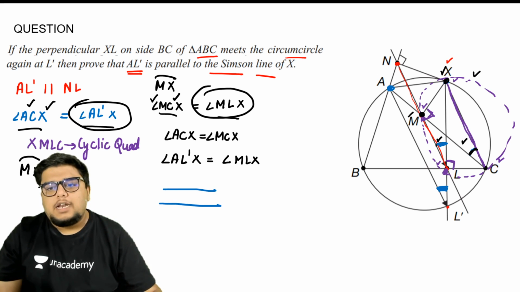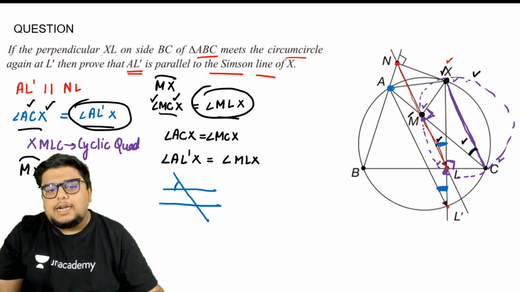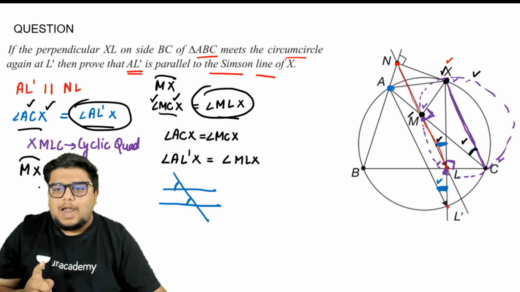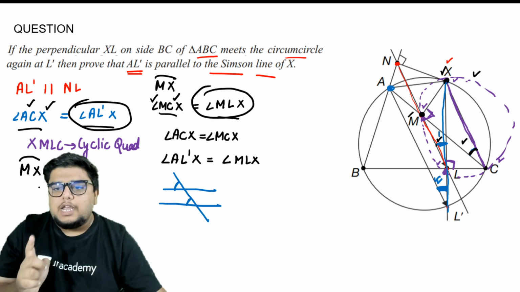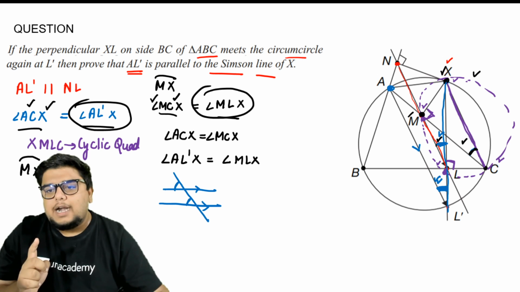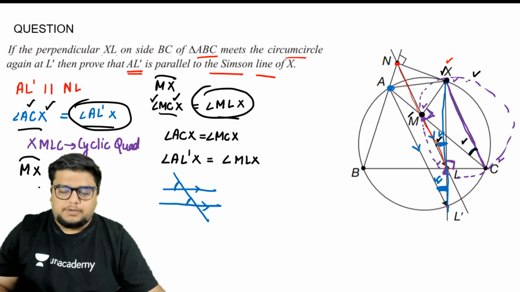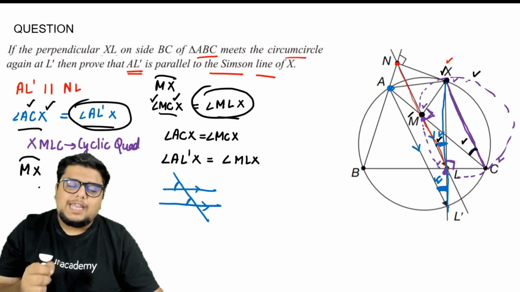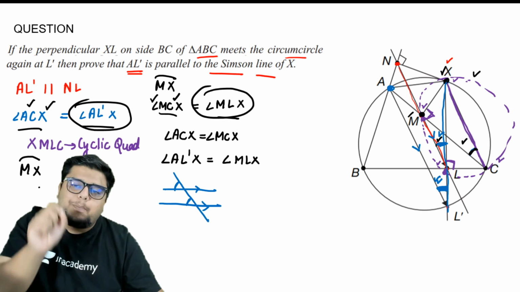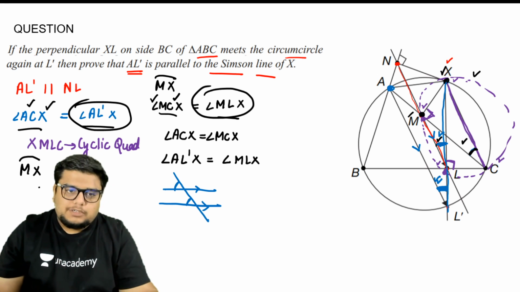If these 2 lines are there and one line is there, what we came to know is that this angle and this angle are equal. This angle and this angle are equal. So this is the transversal. And if these 2 angles are equal, you can say that these 2 lines are parallel. Matlab this line and this line are parallel to each other. And this is basically how you can prove that the Simpson-Wallace line is going to be parallel to AL dash.